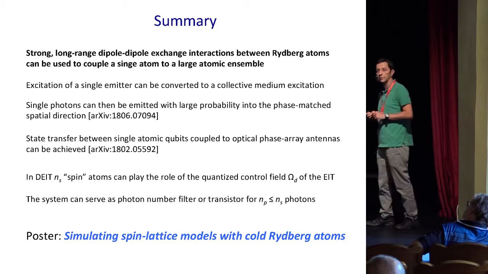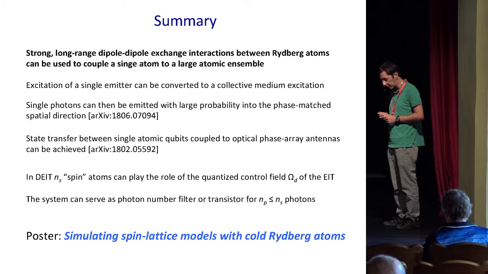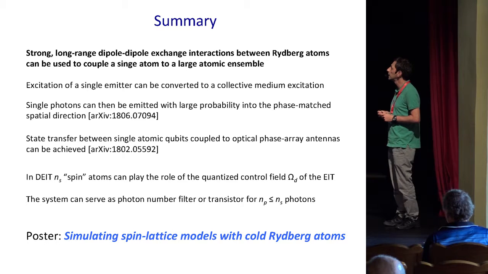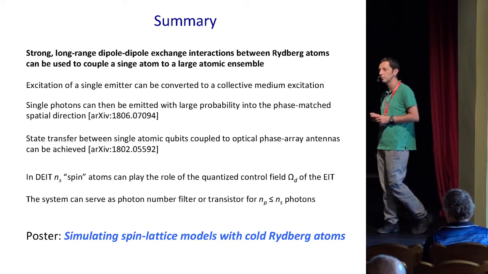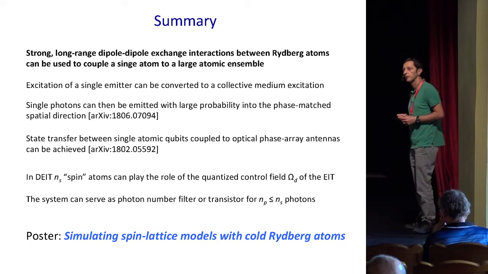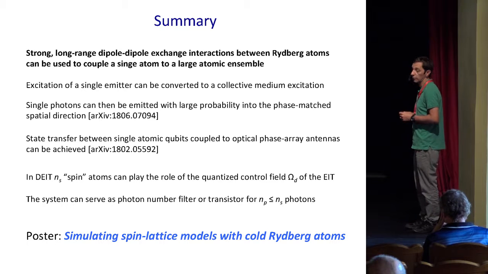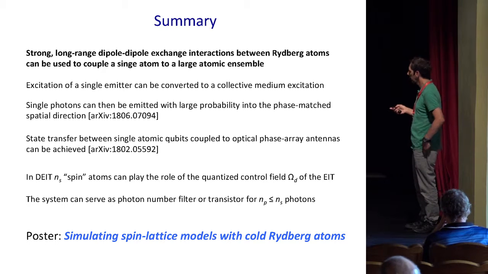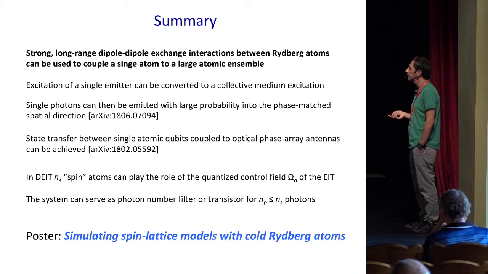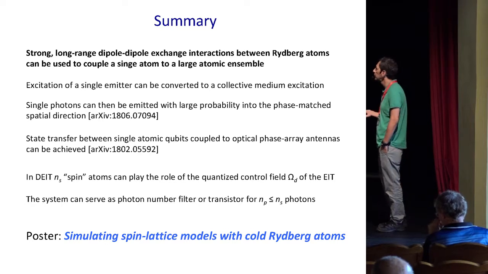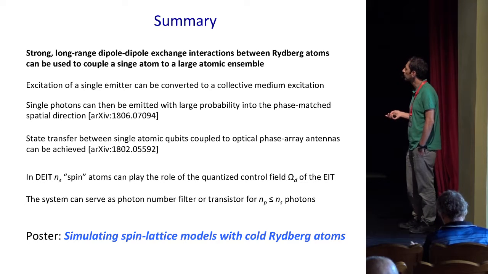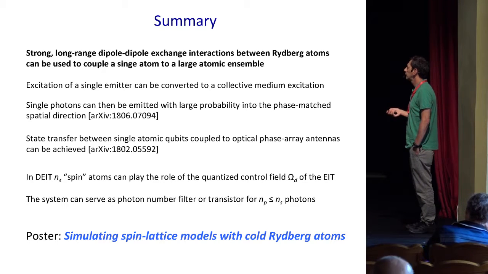But that was on the optical transition. Now I say, okay, let's go to the Rydberg state and, for such a quantized driving field, use another species of atoms, or a single atom, or a few. And then you can induce the transparency in a quantized way. So you have transparency for 1 or 2 or 3 photons, but not more. And this system can serve then as a photon number filter or transistor.